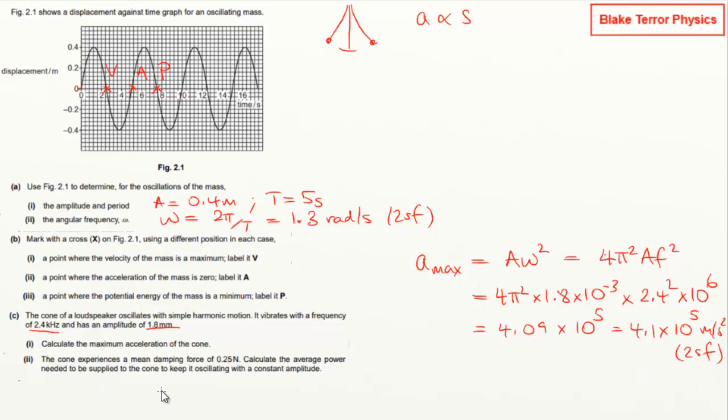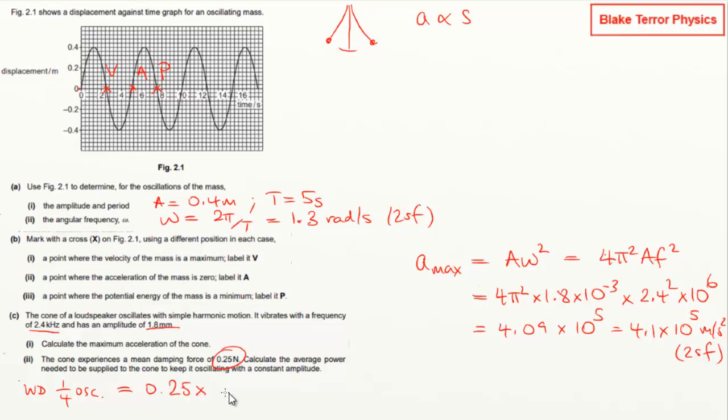Good. The cone experiences a mean damping force of 0.25 newtons. Calculate the average power needed to be supplied to the cone to keep it oscillating with a constant amplitude. Okay, so let's look at this over one oscillation. Well, you don't necessarily need to even do that. We could do it over a quarter. So the average damping force is 0.25, so the work done in a quarter of an oscillation, let's just stick with that, is going to be force times distance.